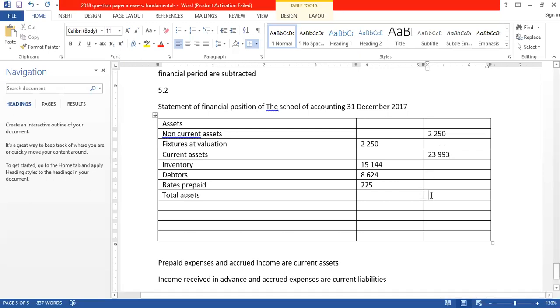$26,243. So we have 26,243. Okay. And then from there, we move on to our equity plus liabilities. So equity plus liability.